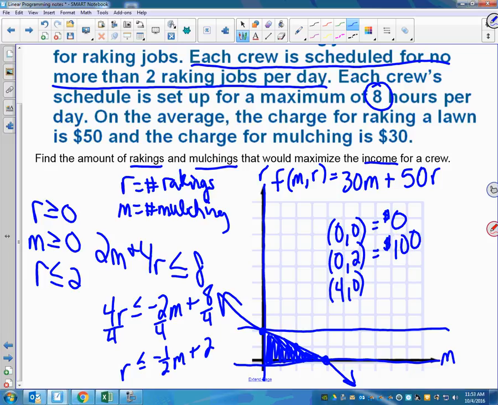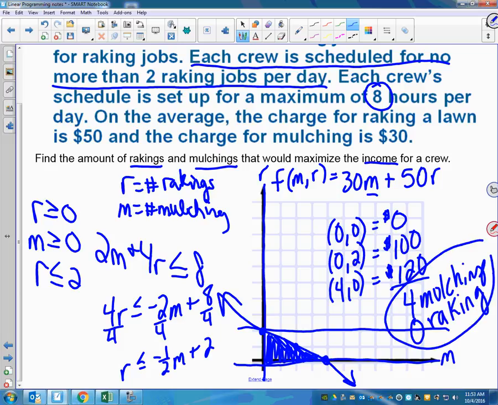Because that gives me my restriction of 8 hours. And then if I plugged in 4, 0, that would be 30 times 4 plus 50 times 0, which gives me $120. So how many rakings and mulchings would maximize the income? Well, my maximum income is going to be at 4 mulchings and 0 rakings. That's exciting stuff, right?